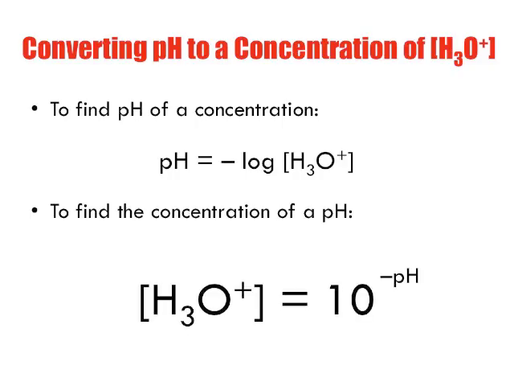So the equation to find the concentration of the hydronium ion is equal to 10 to the power of negative pH. So 10 is our base, as we said with logarithms, and our exponent is negative whatever the pH value is. So let's look at it. It'll make a little more sense when we look at the first practice problem.